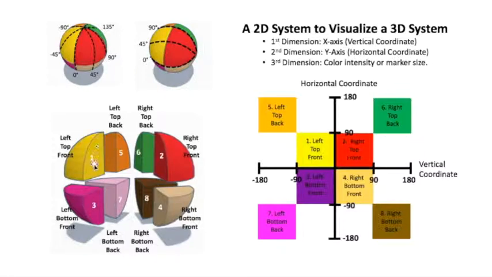So you can have a point inside the sphere, on the surface of the sphere, or outside the sphere. But every single point in the system has a distance from itself to the center of the sphere. And that distance is the third dimension. In this case, the third dimension will either be a color intensity or a marker size.